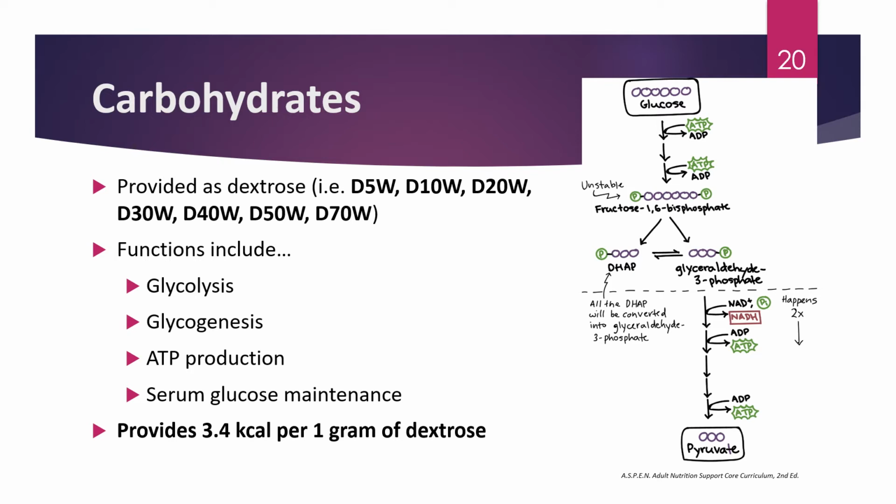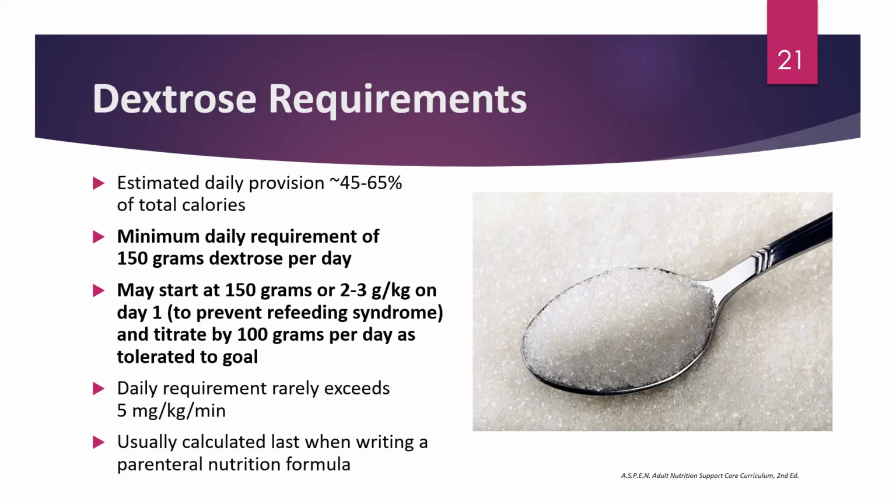As you know, carbohydrates function in a lot of different ways. If you remember back to your basic biochemistry, they function as a substrate for glycolysis, glycogenesis, and ATP production, which is a very big function of carbohydrates, as well as serum glucose maintenance, which is important when we are looking at patients, for example, that have diabetes. An important point about carbohydrates, specifically dextrose, is that they provide 3.4 calories per gram of dextrose. That number is bolded. That is something you need to know.